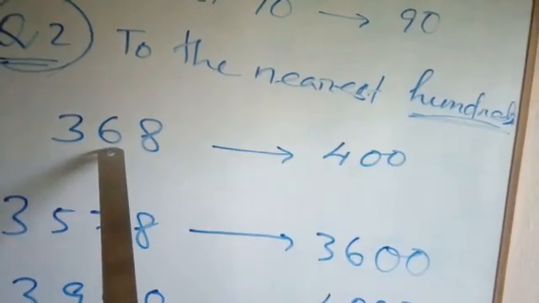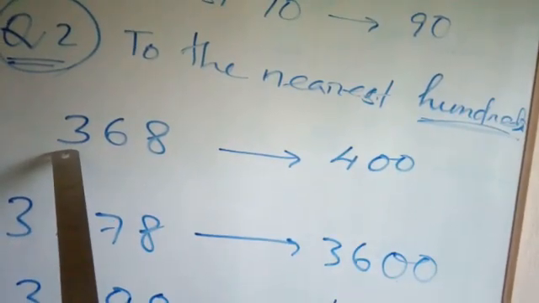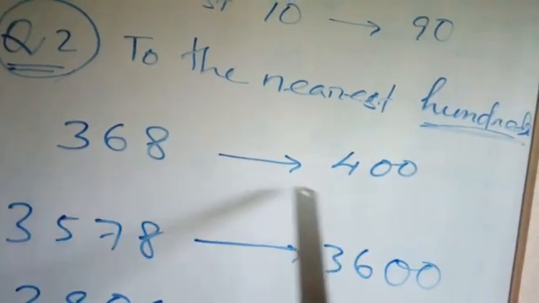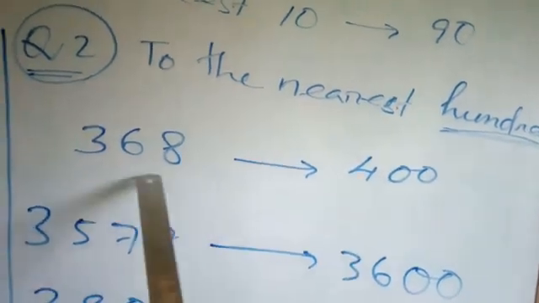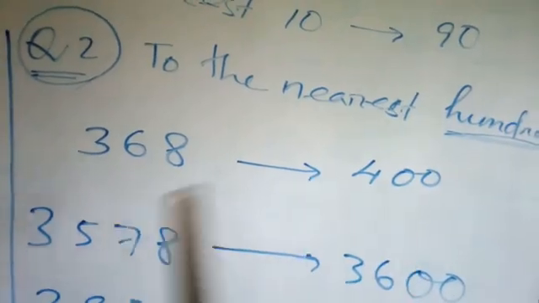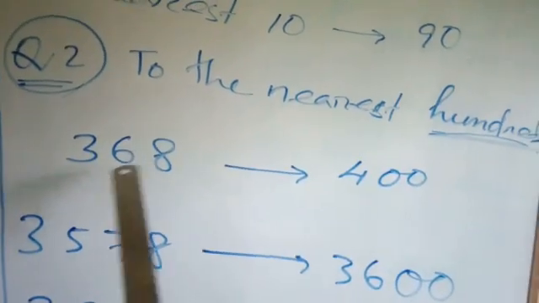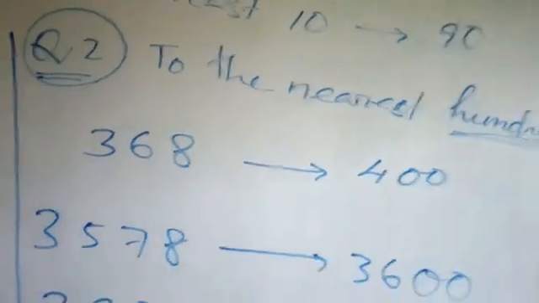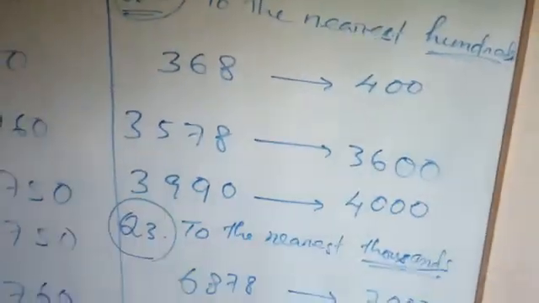Since this is more than 5, we added 1 here. So in the place of 3, what will we write now? 4. And the other two digits are 0, 0. So in the place of 368, when we round, we are getting 400. Is that okay? Clear?